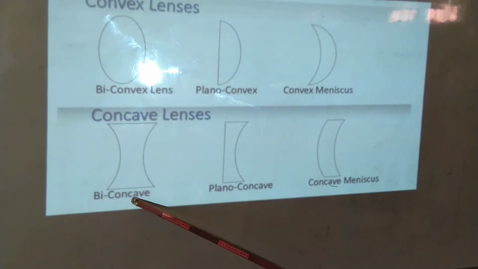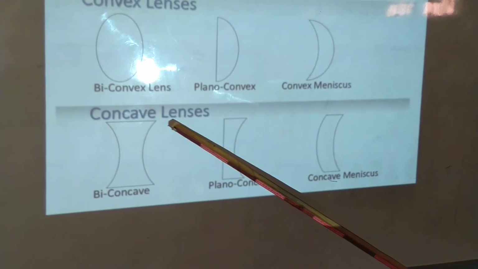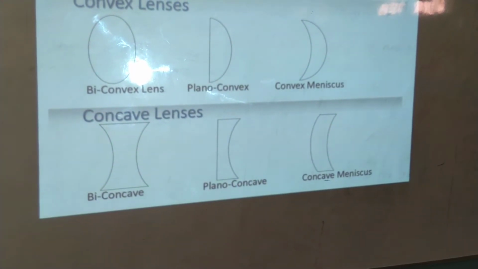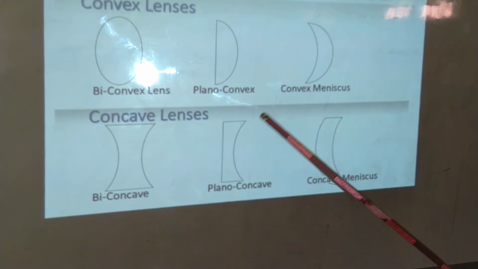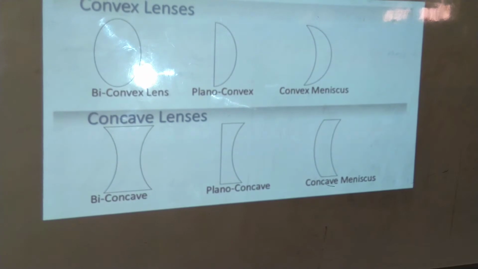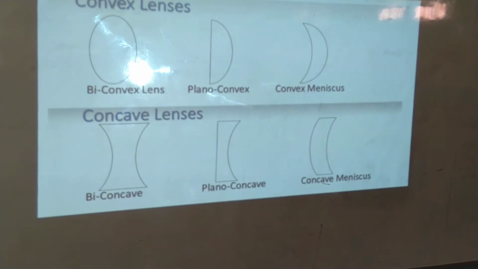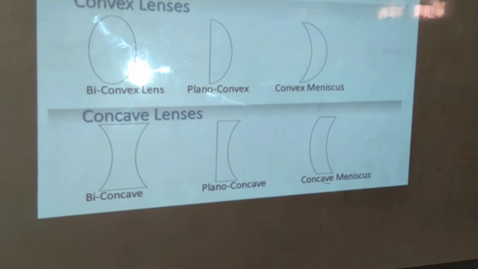Then we have the biconcave lens. It has two sides bulging inside, as indicated there. Then the plano-concave lens, one side is plane and the other side is bulging inside. Then we have the concave meniscus that looks like that. So these are the types of lenses that we have in both convex and the concave lenses.